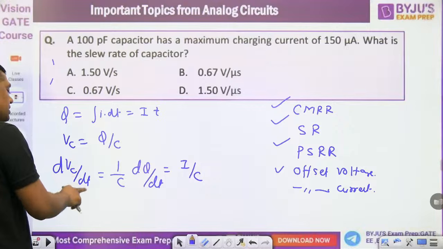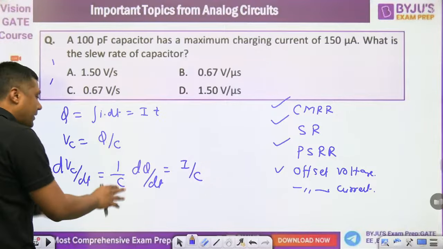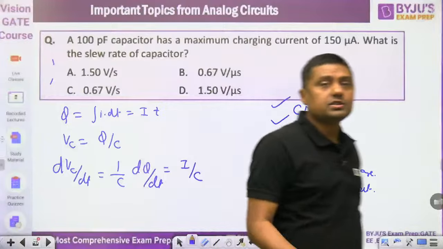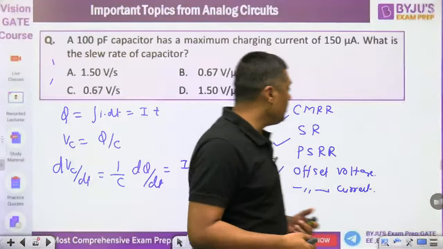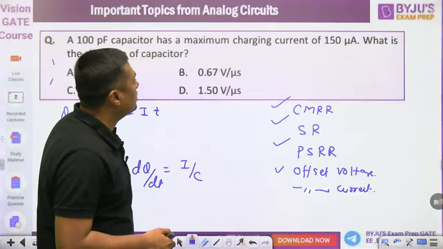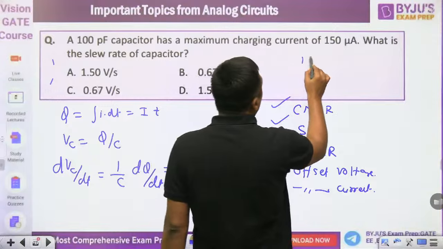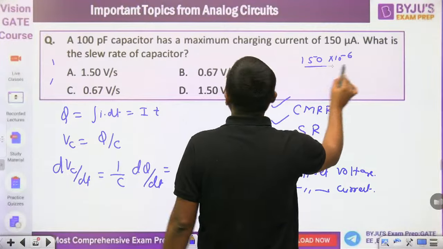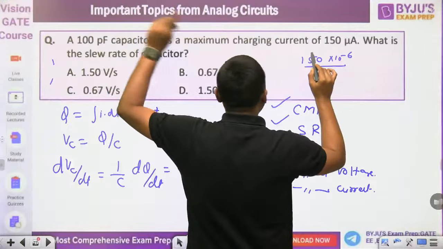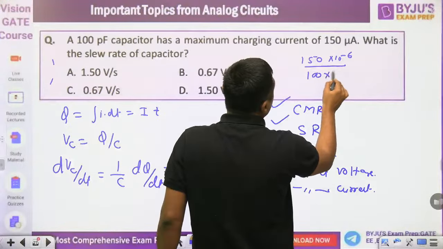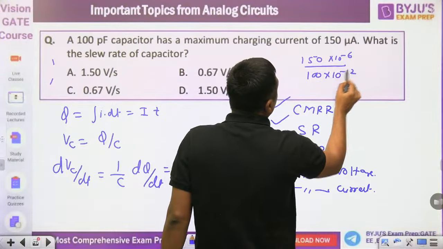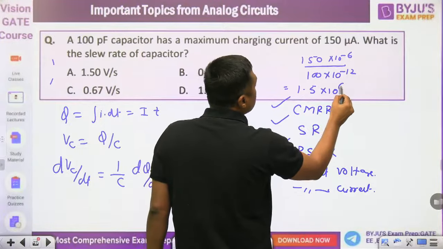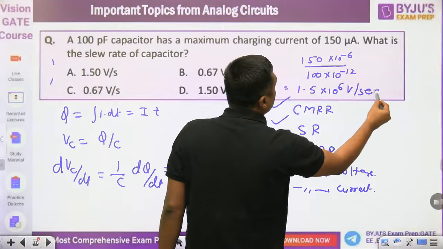So Vc is equal to Q by C, and the rate of change dVc by dt is I by C. And when will it be maximum? When the current is maximum. The maximum value of current is given, so you can put I by C. So what is I? 150 microampere, 150 into 10 raised to power minus 6, divided by C. 100 picofarad, 100 into 10 raised to power minus 12. It will become 1.5 into 10 raised to power 6 volt per second.